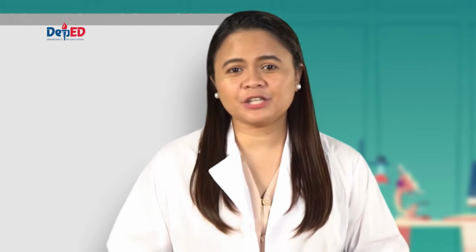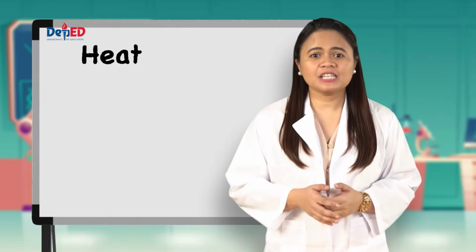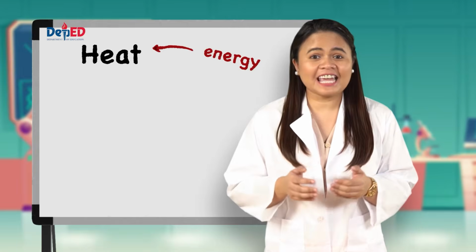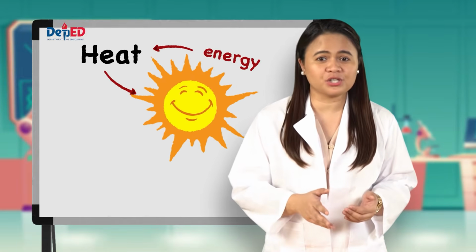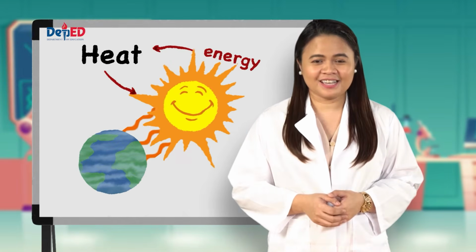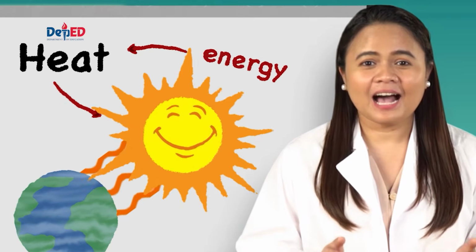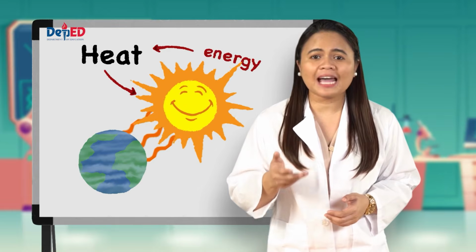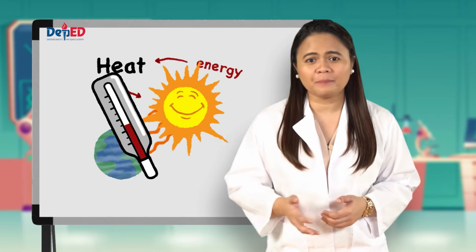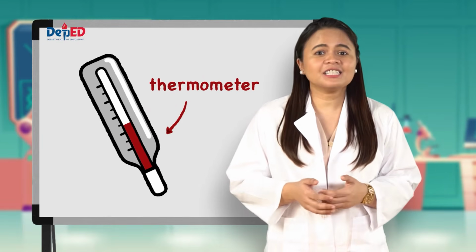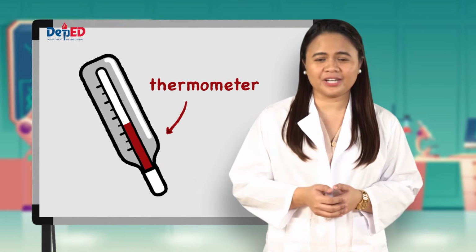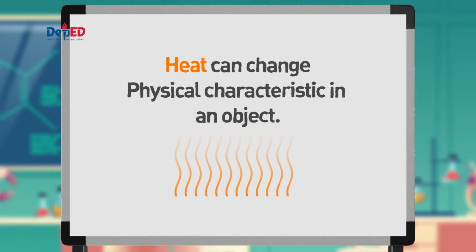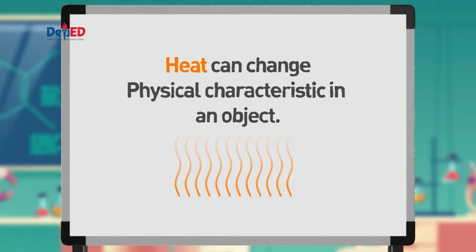As discussed in your previous grade, heat is a form of energy that can be transferred from one object to another. We can identify how the heat from the sun affects the hotness of our atmosphere by using a thermometer. Let us discuss what heat can bring. Heat can change the physical characteristic in an object. How does heat cause physical change?